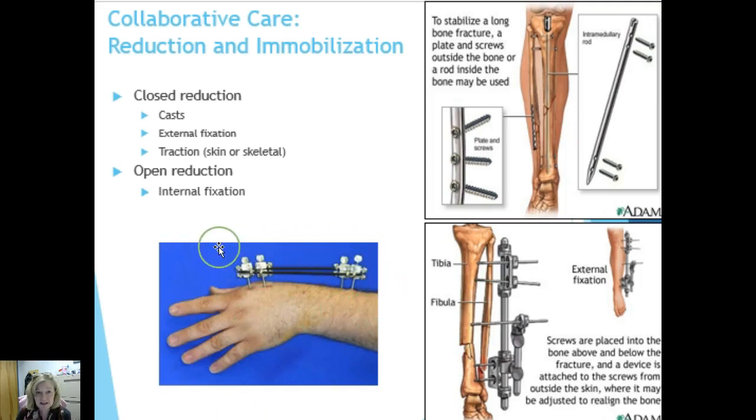So here you'll see that the fixator that holds the bone pieces in place is on the outside of the limb. And if someone was to have an external fixator, we would also have to watch for symptoms of infection around the pin sites. An internal fixator includes rods and screws and bolts and those types of things that are applied directly to the bone through an incision. And again, that is to allow for stabilization, to allow for healing.